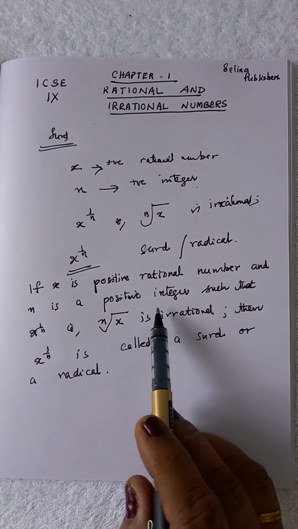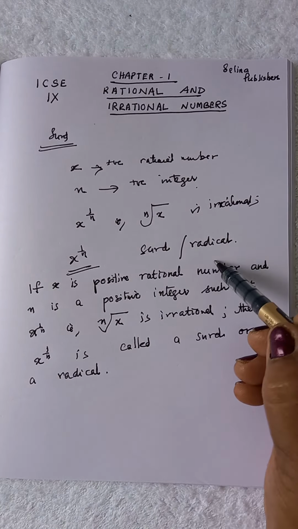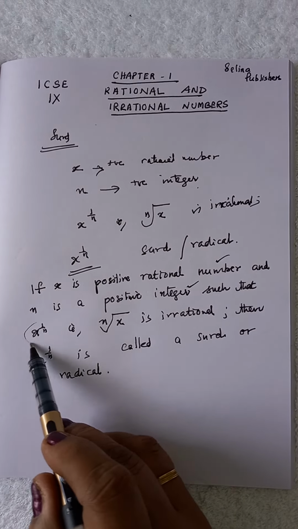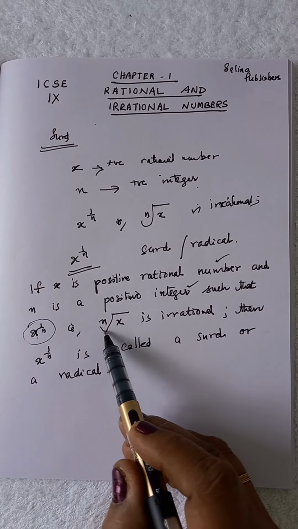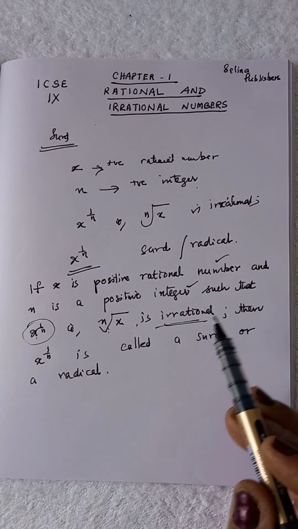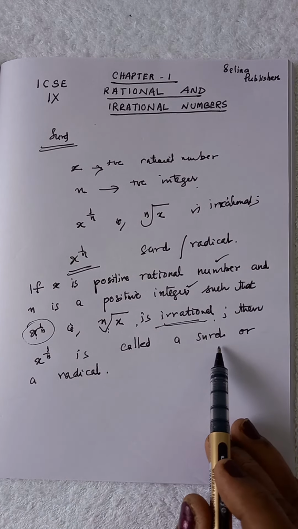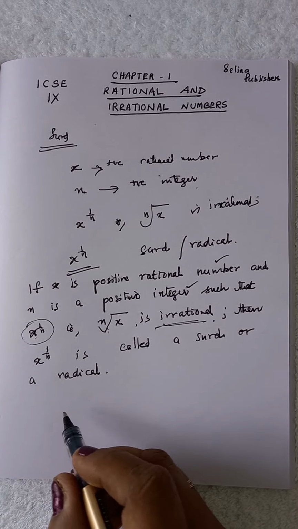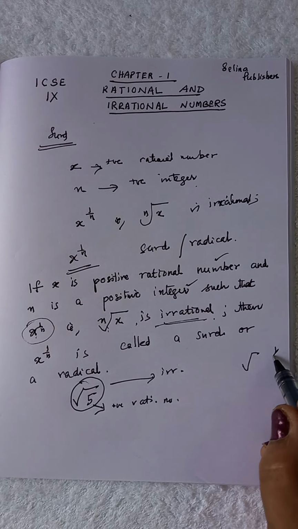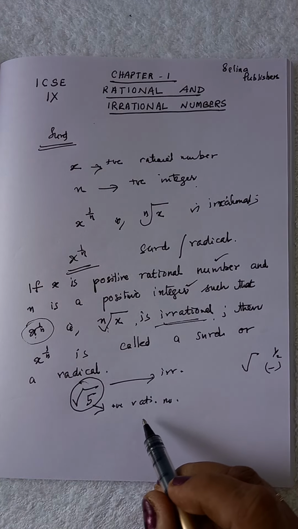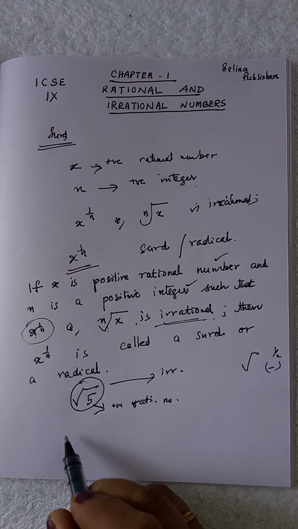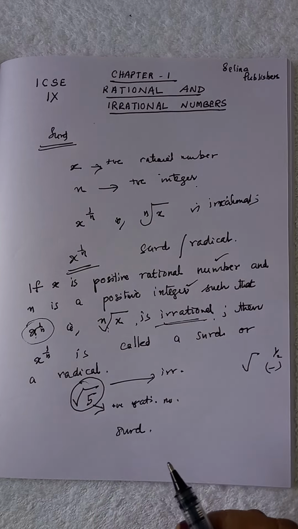So if x is a positive rational number and n is a positive integer such that x raised to 1 by n, the same as nth root of x, is irrational, then we say that x raised to 1 by n is a third or a radical. For example, if you take root 5, here this root means raised to 1 by 2. Root 5 is irrational and 5 is a positive rational number. So we will say that this root 5 is a third.